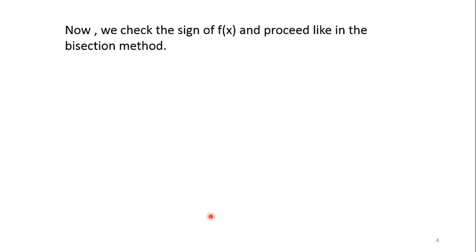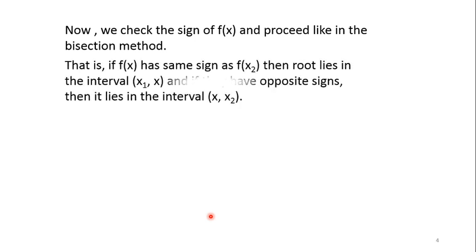Now we check the sign of f(x) and proceed as in the bisection method, as we discussed in the previous method. If f(x) has the same sign as f(x2), then the root lies in the interval (x1, x), and if they have opposite signs then it lies in the interval (x, x2).